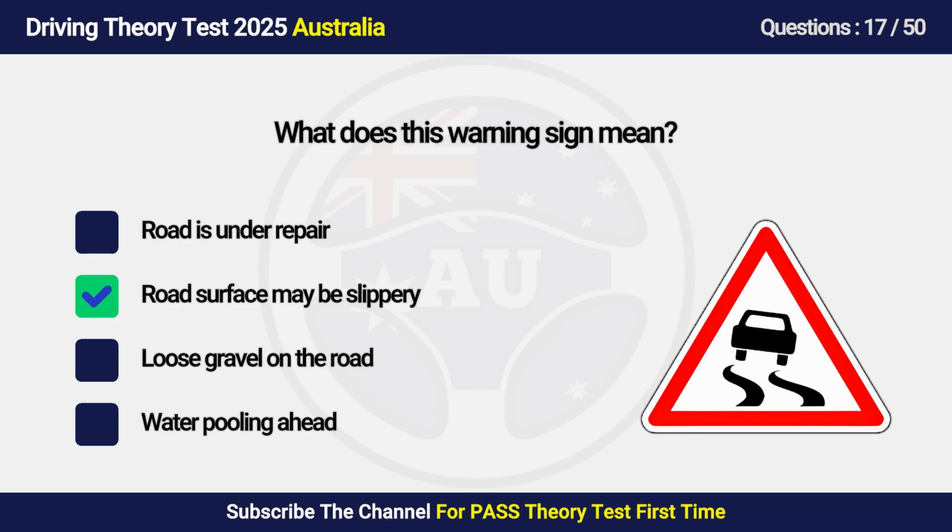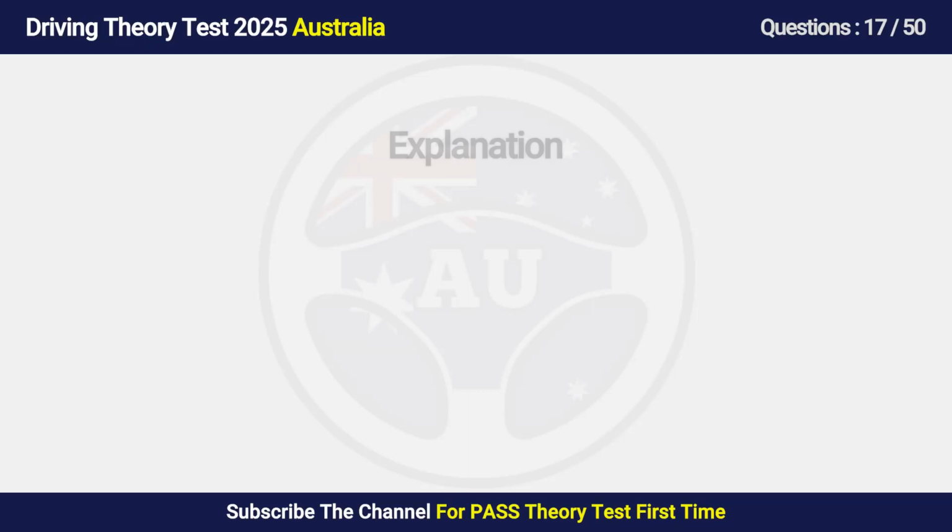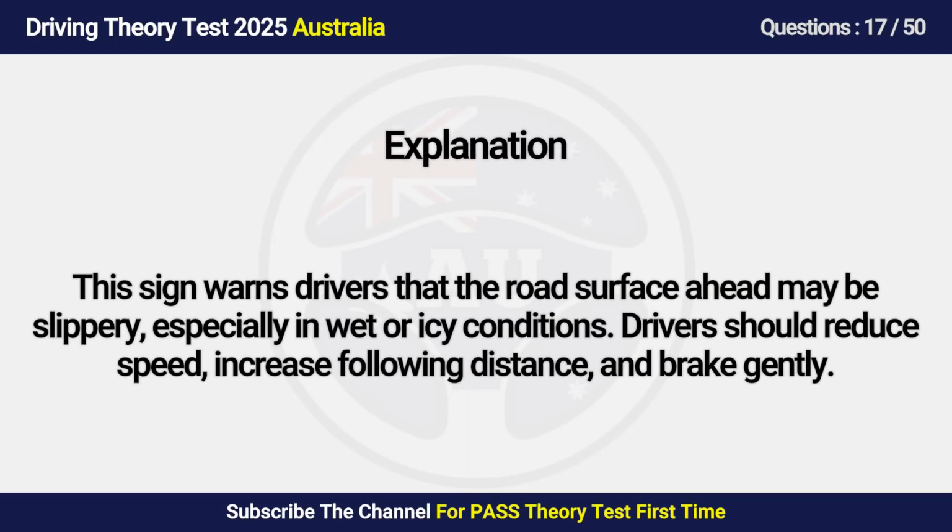Answer is B. Road surface may be slippery. This sign warns drivers that the road surface ahead may be slippery, especially in wet or icy conditions. Drivers should reduce speed, increase following distance, and brake gently.